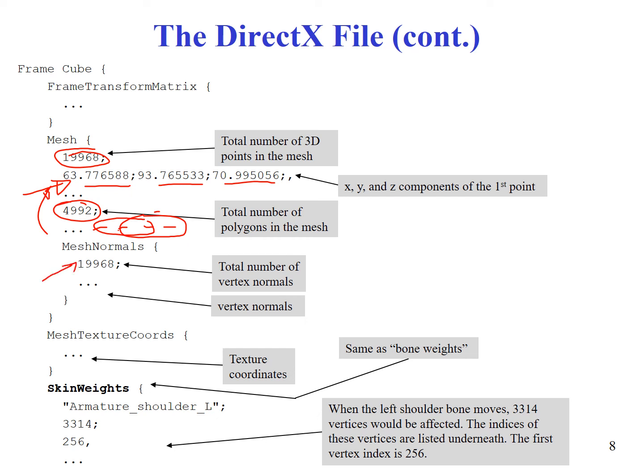So there is one normal vector for every vertex, and if there is texture mapping, we'll have texture coordinates over here as well. And then we'll finally have the skin weights as to which armature affects which vertex by how much value.